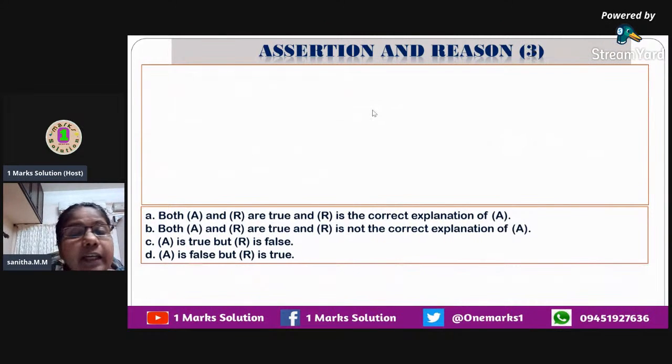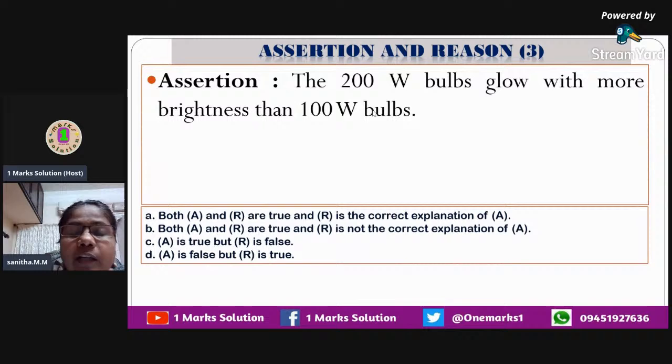Third one, assertion: the 200 watt bulb glows with more brightness than the 100 watt bulb. Why is it like that? Is it correct? 200 watt. Watt bulb means what is it? The power of the bulb. Watt means what is it? It is a unit of power. And you should know the relation between the power and the resistance, isn't it? When resistance increases, what will happen? The heat energy also increases. H is equal to I squared RT, you have studied.